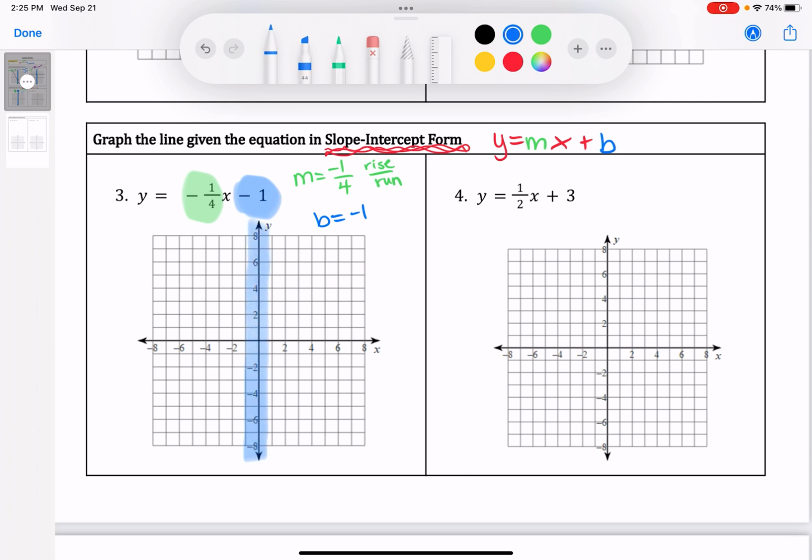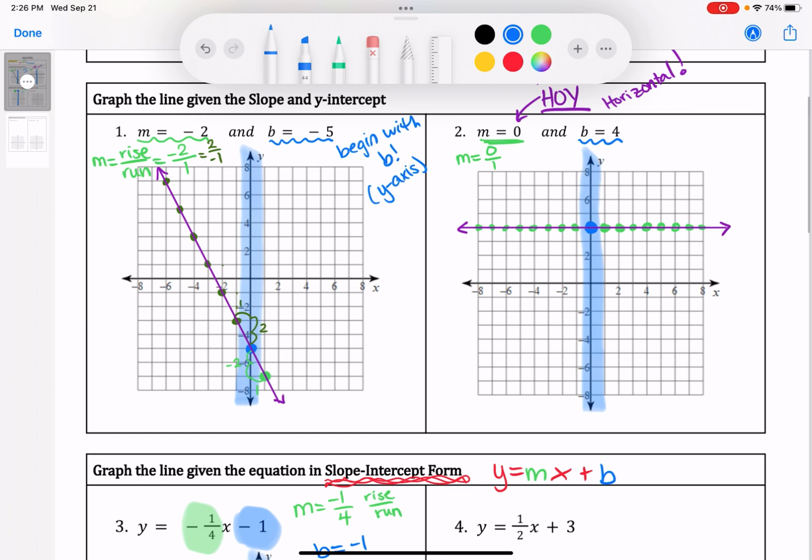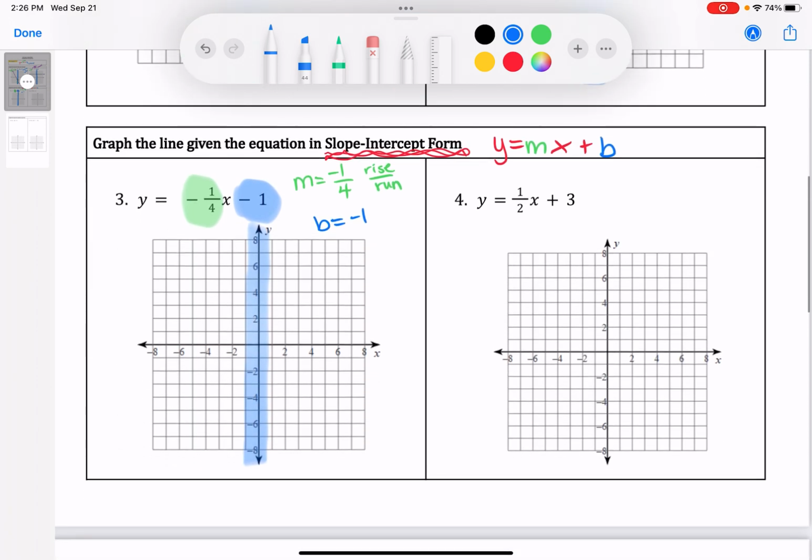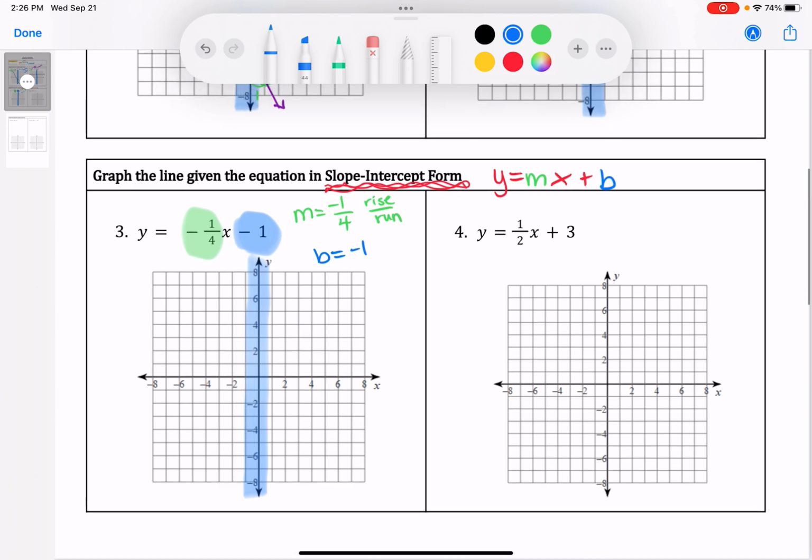Well, now I'm right back where I was on those first problems, because I can just pick out the m and the b from our equation. Notice it's not negative 1/4 x as my slope. X is part of slope-intercept form. The m is just the number, that coefficient of the x. So my m is just negative 1/4.